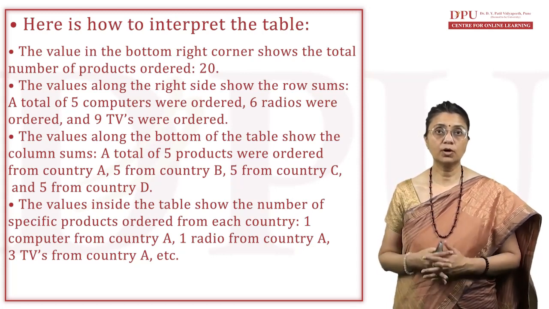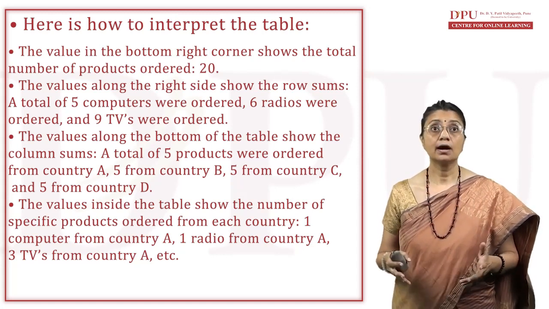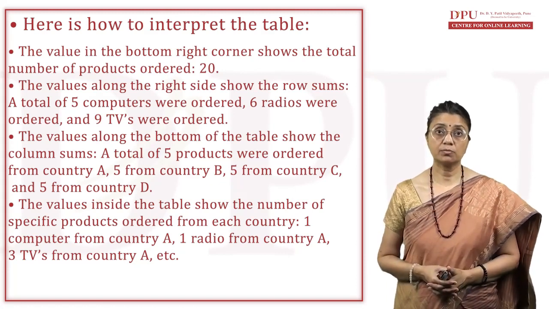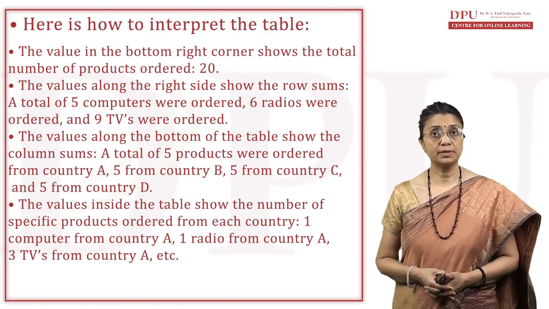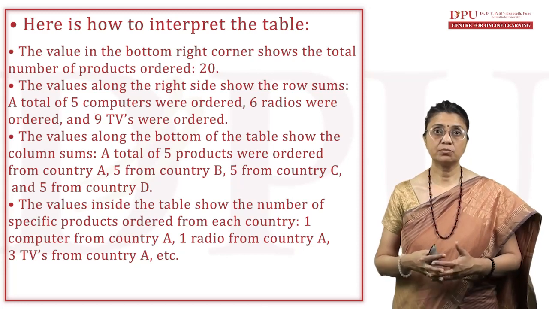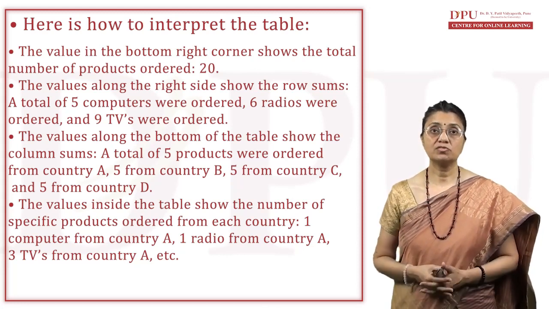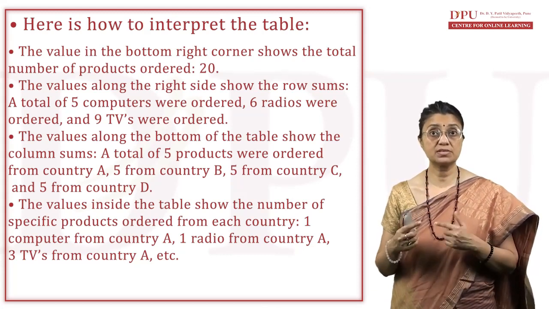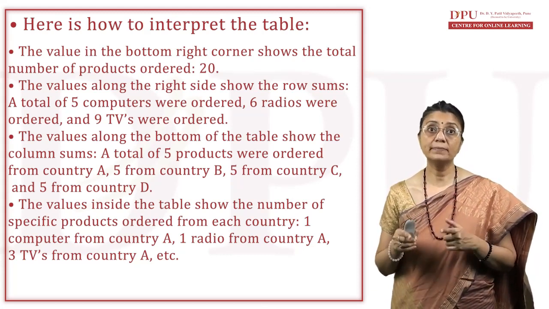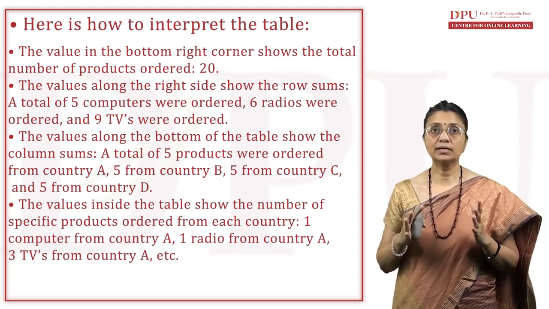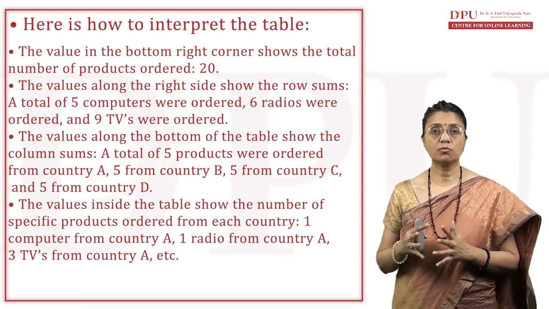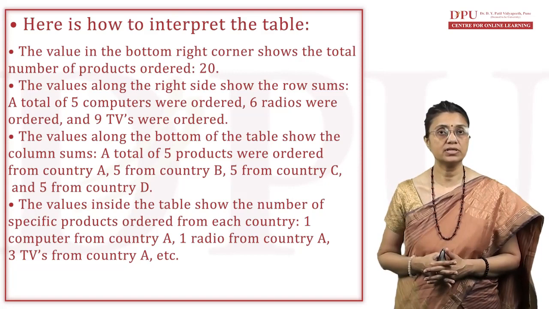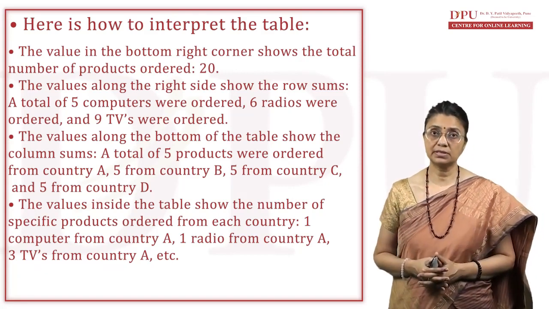The values along the bottom of the table show the column sums. A total of 5 products were ordered from country A, 5 from country B, 5 from country C, and 5 from country D. So that is how we get the column totals. The values inside the table show the number of specific products ordered from each country, which says 1 computer from country A, 1 radio from country A, and 3 TVs from country A. So that is how we have to interpret the table.